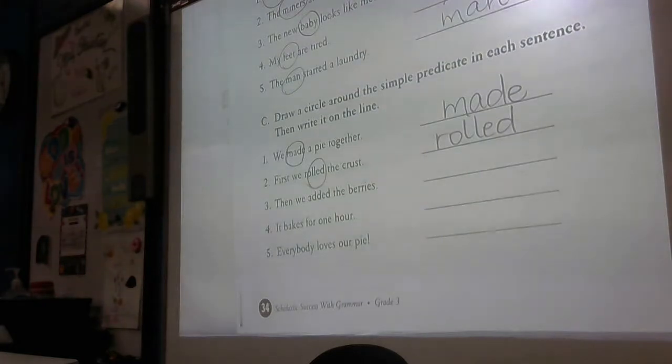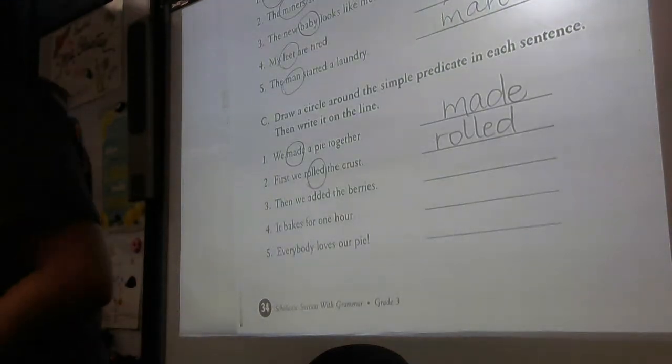Check number 5. What did we do? What is happening? This reminds me of when there's drama on the playground. Who? What did they do? Who would be the subject? What would be the action?